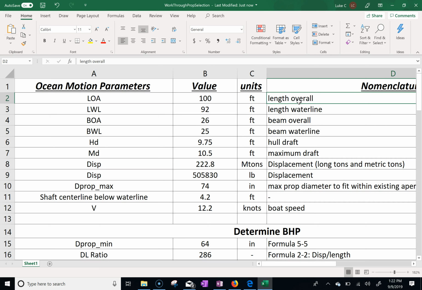You ever heard of long tons? Not tons. Like metric tons? It's just another way of measuring force or weight. I put displacement as pounds. Max prop diameter to fit within the existing aperture. Shaft center line, and then the knot. So my goal is to kind of do this with both of them. Take some measurements. Hopefully figure out how much it weighs, how much we put in there.